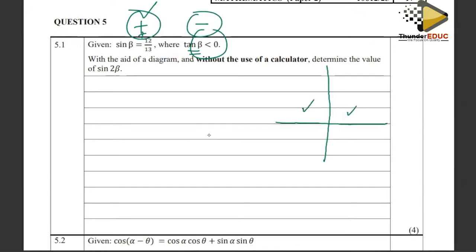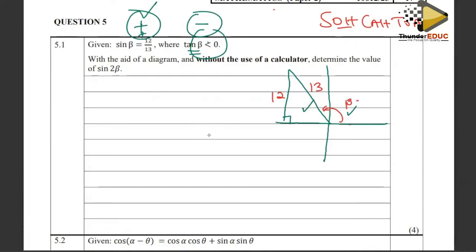But between the two quadrants where sine is positive, where is the tan negative? Definitely the second quadrant, so that is where our sketch should be. Okay, so let's indicate from our dear friend SOH CAH TOA: we know that the sine is the opposite over the hypotenuse, so this is 12 over 13. Okay, so we can say this is our beta, no stress.